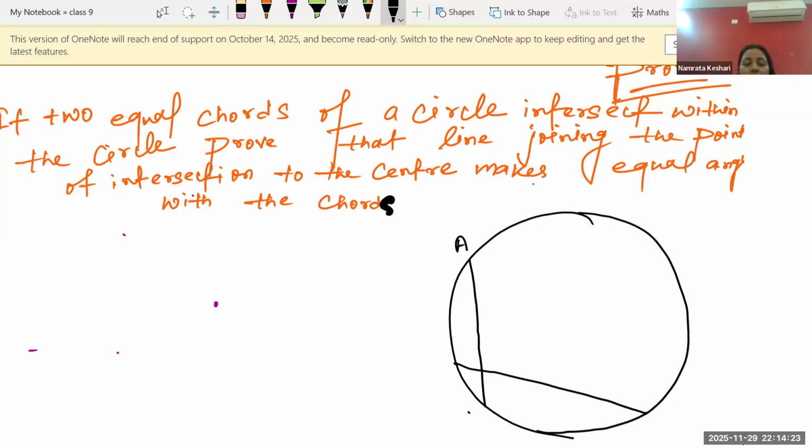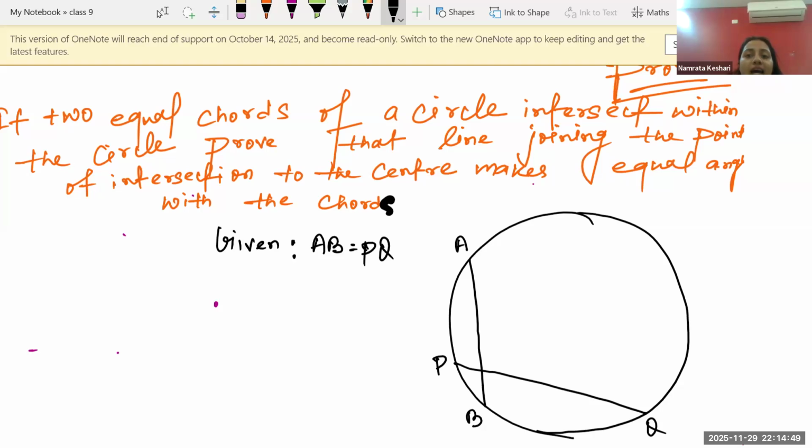So two equal chords of a circle intersect within the circle. Given that two equal chords are there, if I read the next part, the chances are I will end up forgetting that these two chords are equal. So quickly I'll write that these two chords are equal. Is it making sense to all of you?